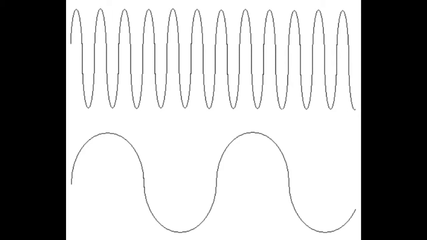This is a picture of two wavelengths. The top wavelength has a much greater frequency than the bottom. If you count the number of complete cycles, which is 360 degrees, you will see that on the top there are more cycles than on the bottom. Thus, the frequency of the top wavelength is greater.